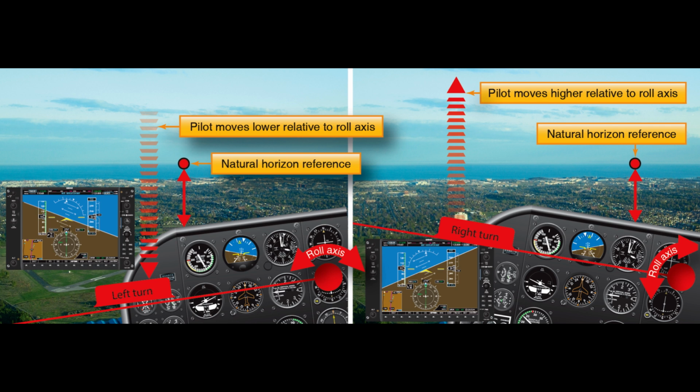The rollout from a turn is similar to the roll-in except the flight controls are applied in the opposite direction. Aileron and rudder are applied in the direction of the rollout or toward the high wing. As the angle of bank decreases, the elevator pressure should be relaxed as necessary to maintain altitude. As the wings become level, the flight control pressures should be smoothly relaxed so that the controls are neutralized as the airplane returns to straight and level flight.